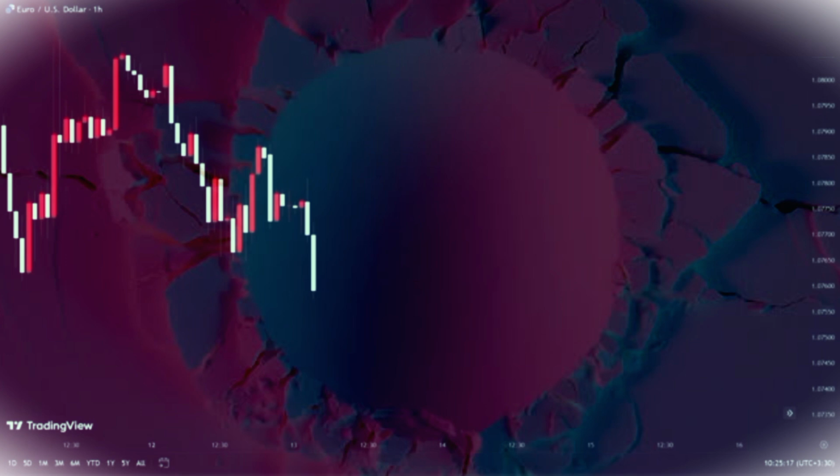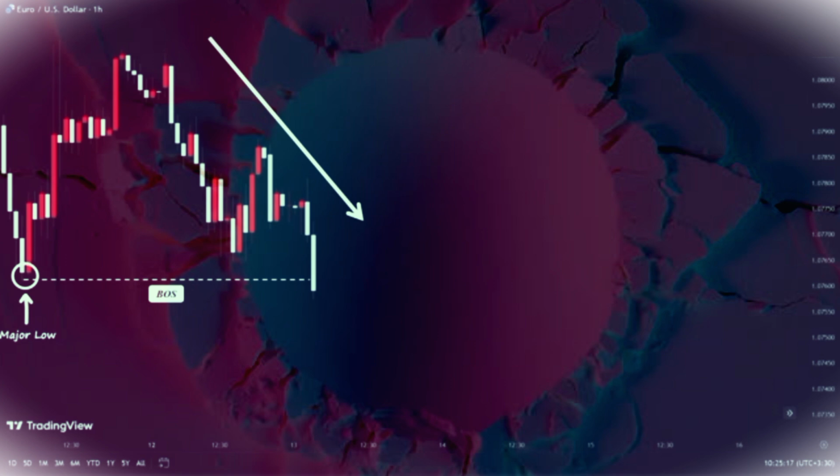Let's analyze the euro to US dollar 1-hour chart. Here, the price has pushed downward, breaking the previous major low and closing below it. This confirms a valid break of structure. Next, let's identify potential fair value gaps resulting from the recent bearish momentum. In a bearish market, it's crucial to analyze the chart from top to bottom to identify fair value gaps, while in a bullish market, the analysis proceeds from bottom to top.